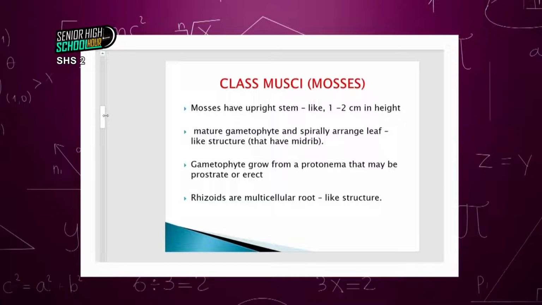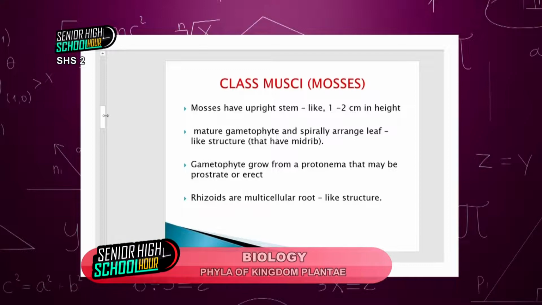These are very tiny plants. Very, very tiny plants, about 1 to 2 centimeters in height. They look like cup-head grass. If you ever come across them, they look like cup-head grass, and they are just stuck together. Tiny things stuck together.